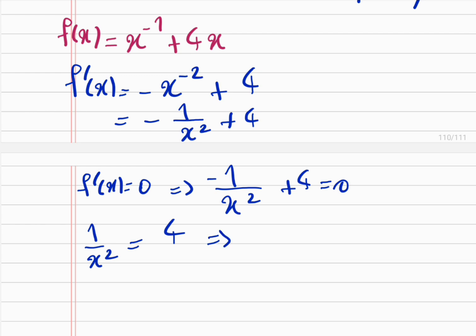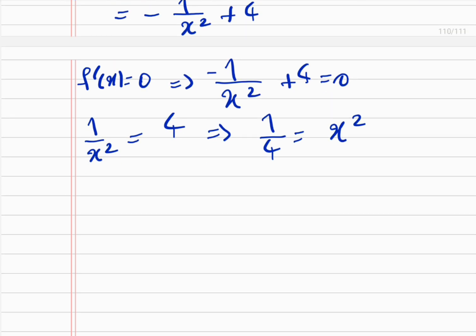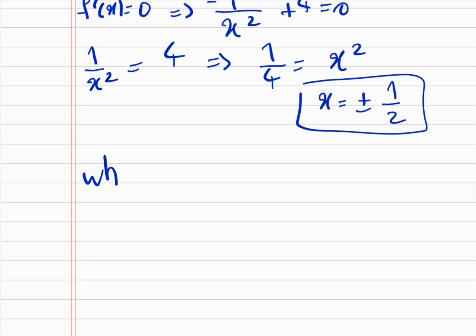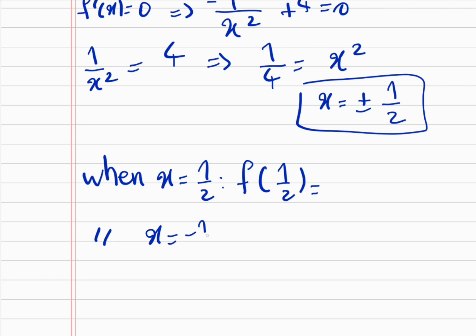And now we do a cross multiplication, so we are going to get 1 over 4 is equal to x squared. Now we take the square root of both sides, and there are two solutions now, because both plus or minus 1 over 2 are going to work here. Okay, so this means we have 2 points for which the gradient is 0 for this function. And now we just need to find the y coordinates. So when x is equal to a half, we find f of a half, and when x is equal to minus a half, we find f of minus a half.